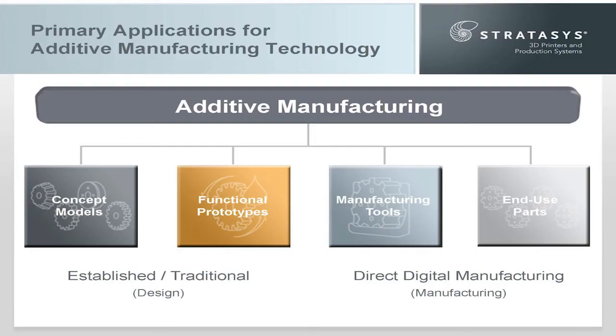Last is the end-use part. End-use parts are sub-assemblies or products that are sold to a customer. They are actually put into service as finished goods. So they would come straight off the machine and go into use. Somewhere sold maybe to you or somebody else.